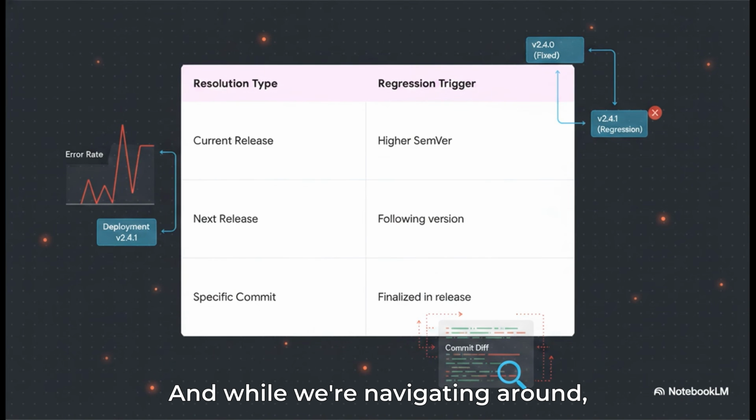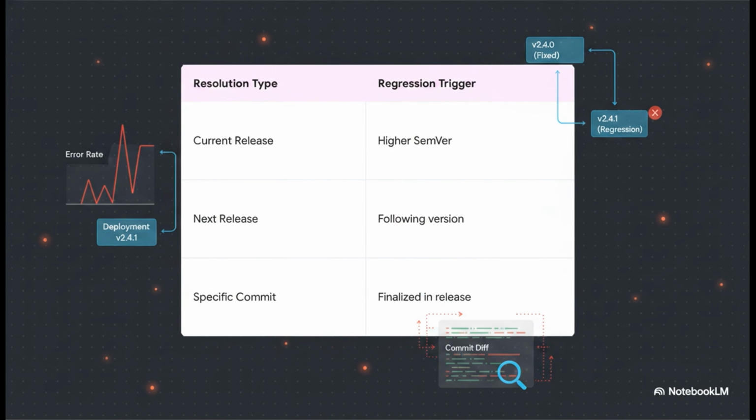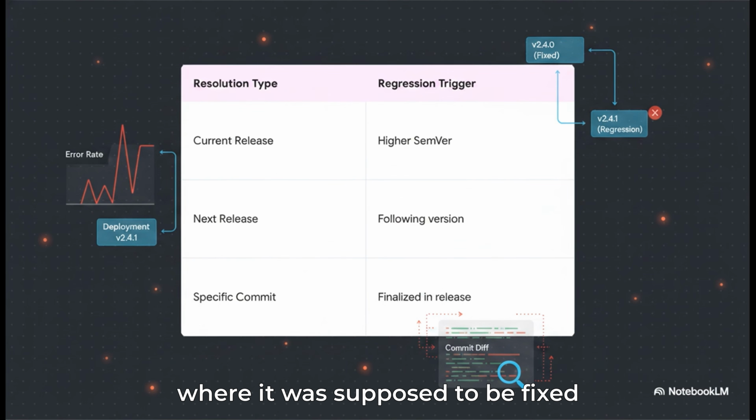And while we're navigating around, we noticed something else that's really interesting. This specific error was automatically flagged as a regression. Let me explain why. Because Sentry's regression detection engine is actually incredibly smart. When you fix a bug, you can mark it as resolved in current release, resolved in next release, or resolved in a specific commit. If Sentry sees that exact same error happen again in a version number higher than the one where it was supposed to be fixed using semantic versioning logic, it immediately flags it as a regression.